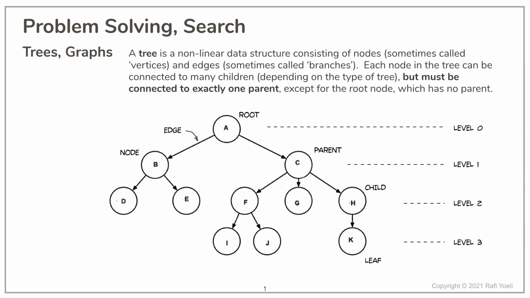A tree is a nonlinear data structure, consisting of nodes, sometimes called vertices, and edges, sometimes called branches. Each node in the tree can be connected to many children, depending on the type of tree, but must be connected to exactly one parent. The only exception is the root node, which has no parent.